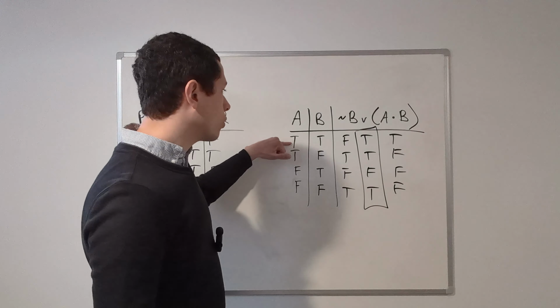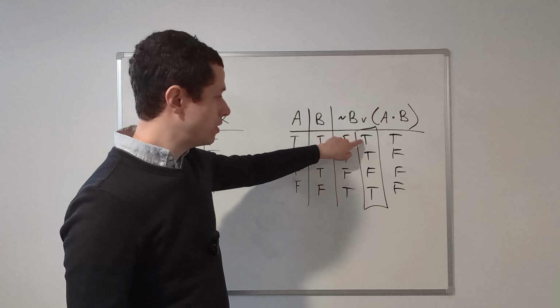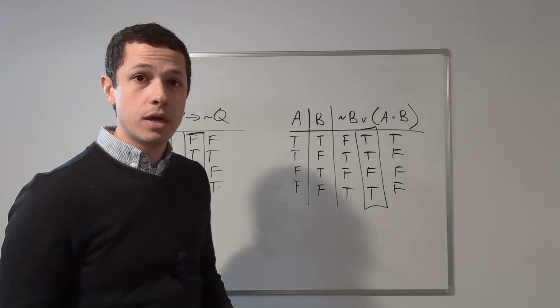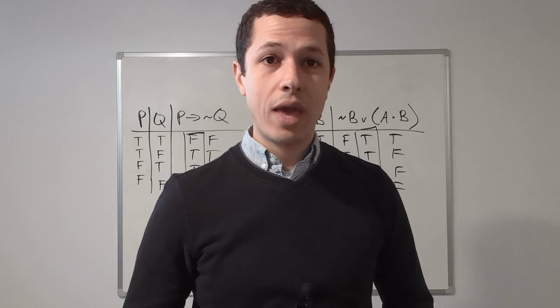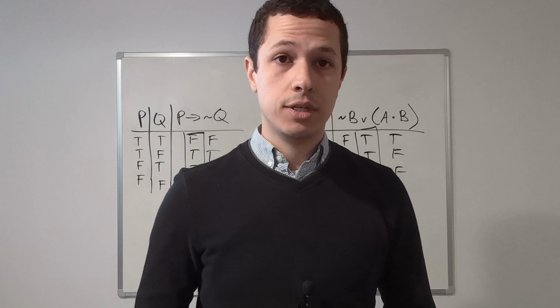Assuming that our world is this first one where A and B are both true, then the statement turns out to be true, but it could have been false. And that's enough to make the statement contingent. All right, and that's all there is to seeing with a truth table whether a statement is contingent.